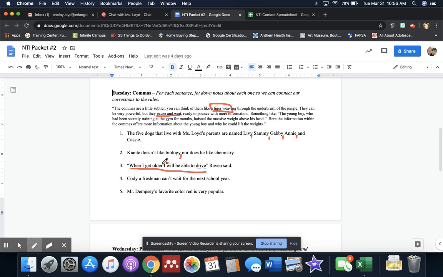All right. If you said it's all about her getting older, you would be wrong. It is all about her being able to drive. So what we need to do is separate this first piece, when I get older, from the I will be able to drive, because this tells us it's our extra info. So we put a comma there. You guys are going to do the same thing for 4 and 5. You might use 2 commas. You might use 1 comma. You just have to kind of look at it and see what information you are separating out. All right.